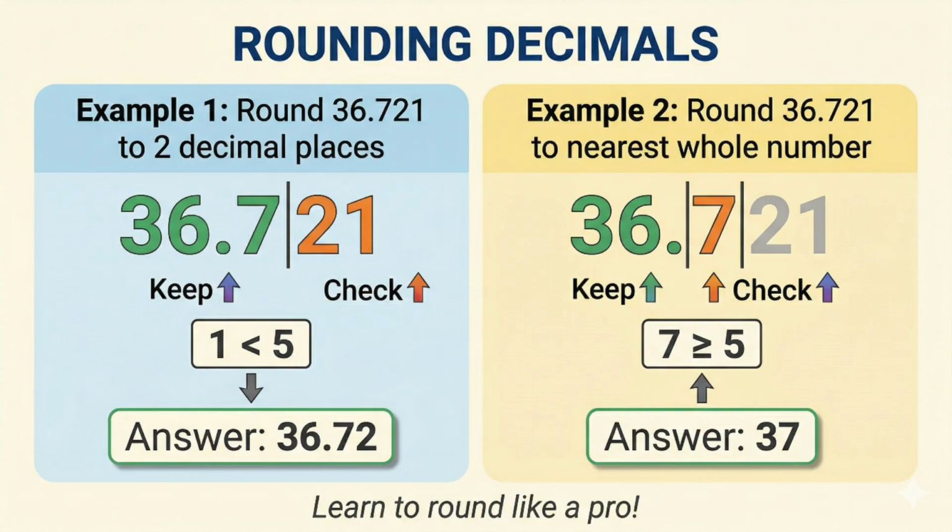To round 36.721 to 2 decimal places, we keep up to the hundredths. That's 36.72, and check the next digit, which is 1. Since 1 is less than 5, we round down, so it stays 36.72. But if we round to the nearest whole number, we keep 36 and check the 7. 7 is 5 or more, so we round up to 37.